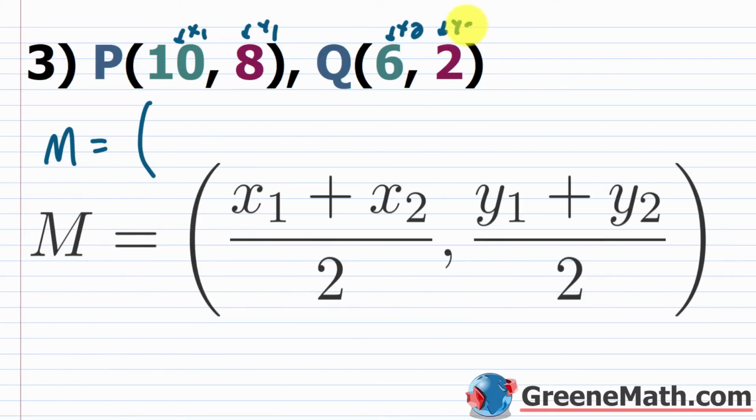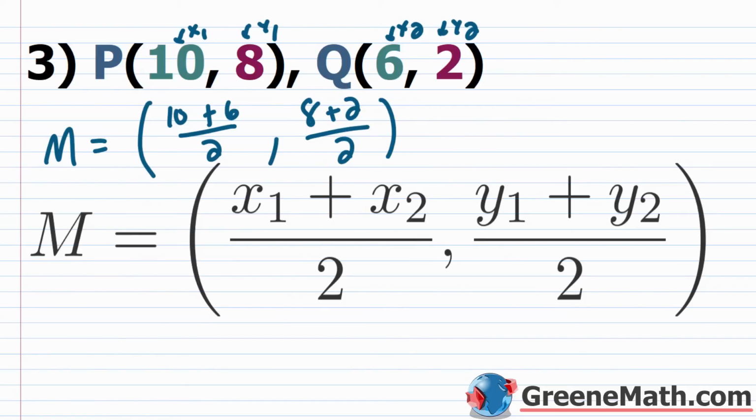And I put a 1 there and a 2. So I'm going to go x sub 1 plus x sub 2. So 10 plus 6 is 16, and then divide that by 2. Let me show this. So 10 plus 6, and then divided by 2. And then for this one, I'm going to go 8 plus 2, so y sub 1 plus y sub 2. So 8 plus 2, we know that's 10, but we'll do that in a moment. And then divided by 2.